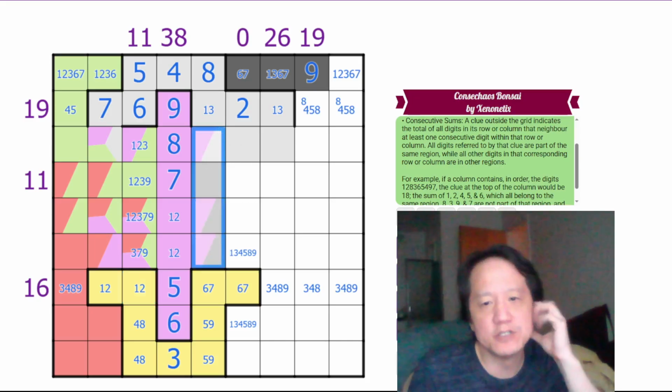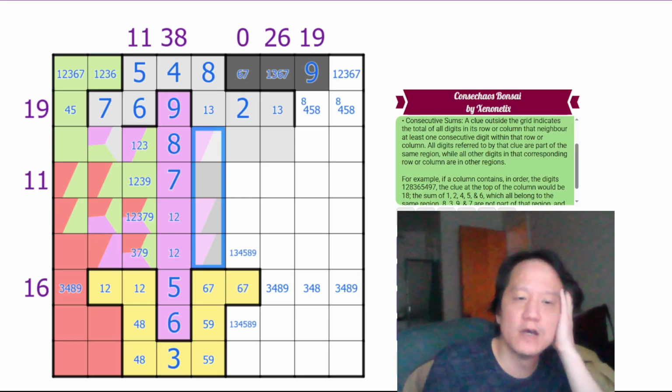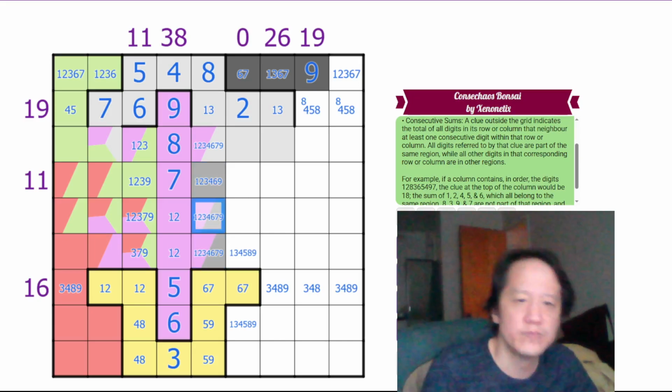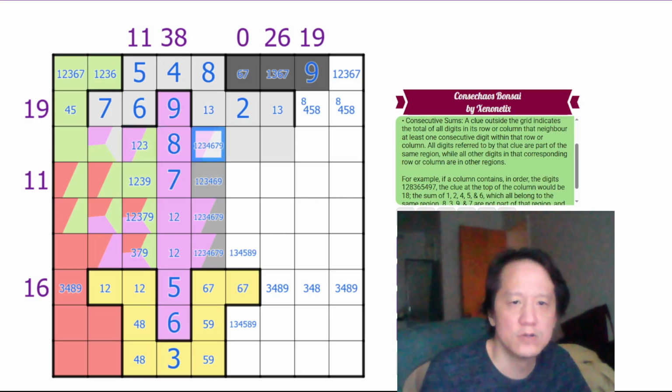What are the remaining digits in row 5? We have 1, 2, 3, 4, 6, 7, 9. That's kind of broad. This can't be 7. It could actually be the 6. We don't know. There's no restriction here.